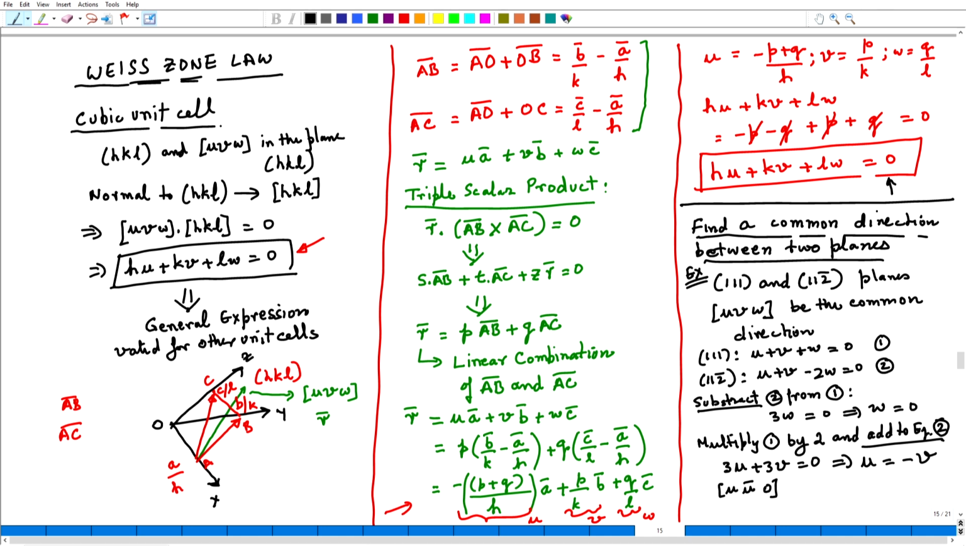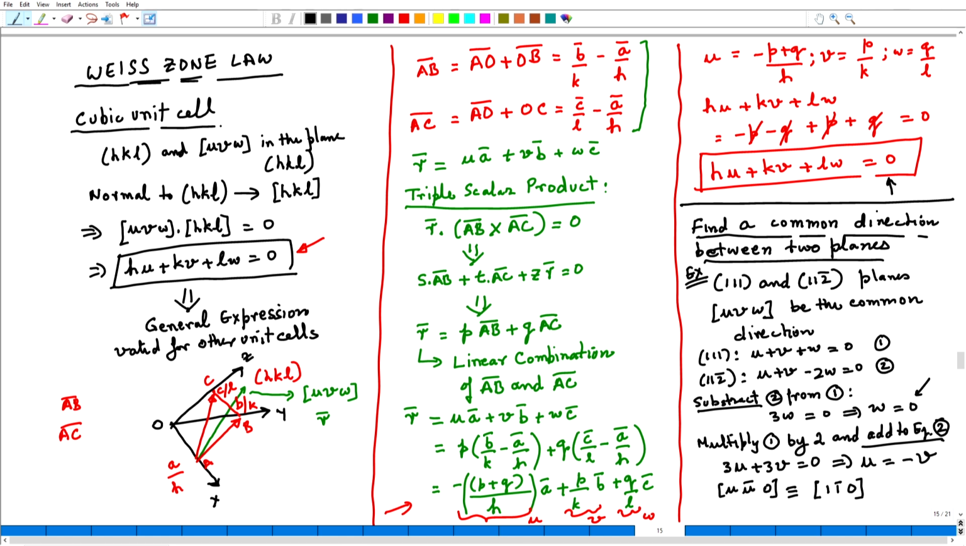Now, I can divide everything by u and this would give me the Miller indices for the common direction as 1 bar 1 0. Of course, I did not need to do all this by multiplying by 2 and then adding equation 2, because since we have already shown that w is equal to 0, directly from either of the equations 1 and 2 I will get u equals minus v. So, this direction is 1 bar 1 0.